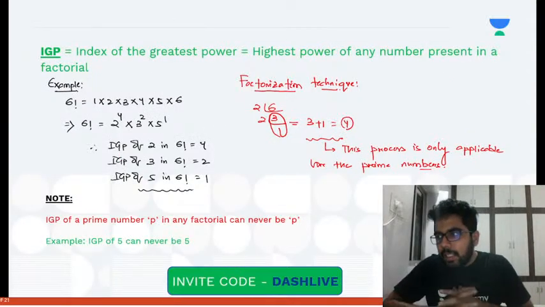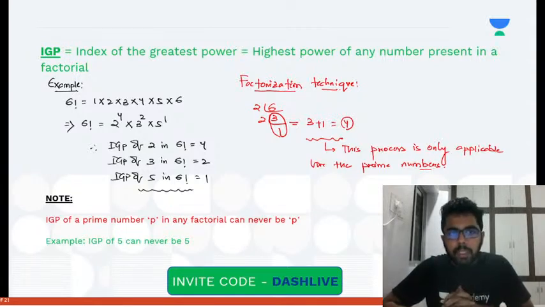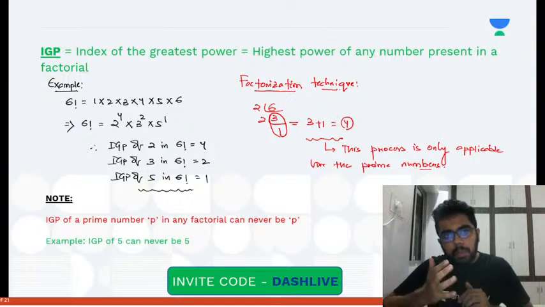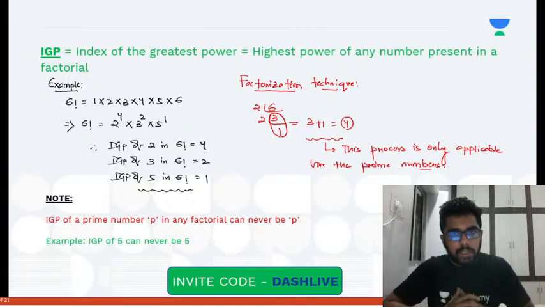Now the next thing is, on what concept is this factorial based. We'll introduce a term called IGP, index of the greatest power. What do you mean by IGP? It's defined as the highest power of any number present in a factorial. For example, look at this. I have written 6 factorial. It's the product of 1 till 6, first 6 natural numbers.